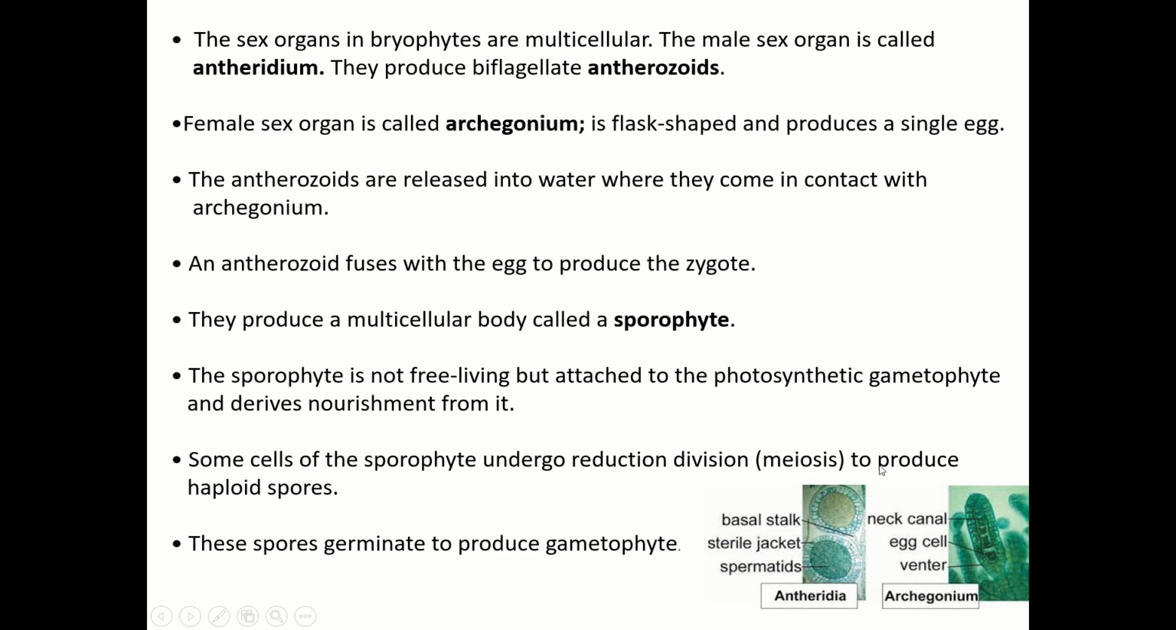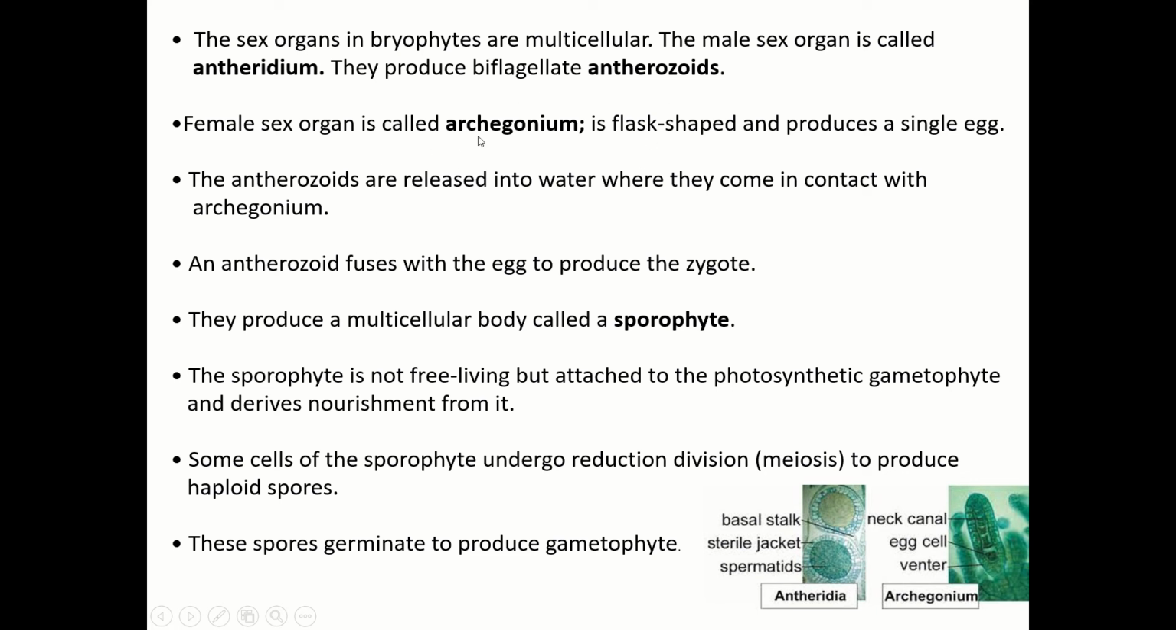Now the sex organs in bryophytes are multicellular. The male sex organ is called the antheridium. It produces biflagellated antherozoids. Now this is the structure of the antheridium, a male sex organ, and it produces antherozoids. The antheridium releases them, and they have two flagella, they are biflagellated. We call them antherozoids.